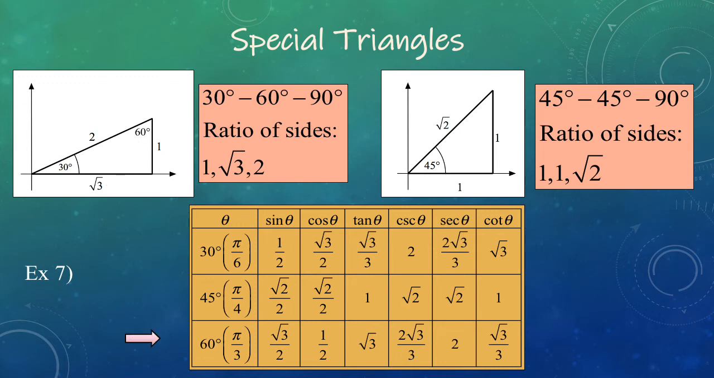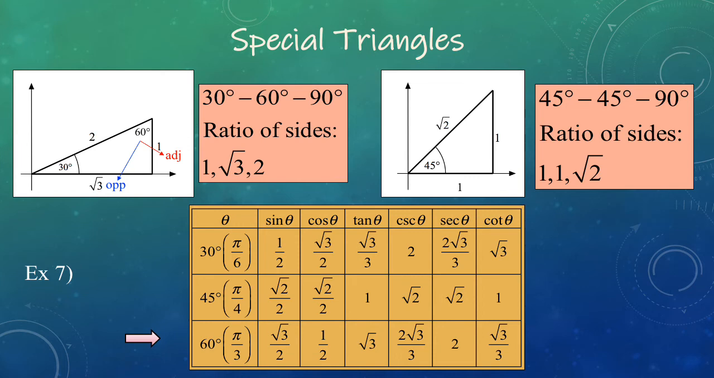For functions of 60 degrees, or pi over 3 radians, we do not have to redraw our picture. We can use the 60-degree angle at the top of the triangle and realize that sine theta is opposite over hypotenuse, or the square root of 3 over 2. Note we cannot use y over r, as that is only true when our angle is in standard position. 60 degrees is not in standard position.